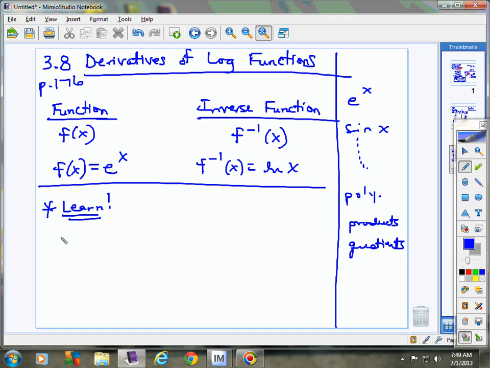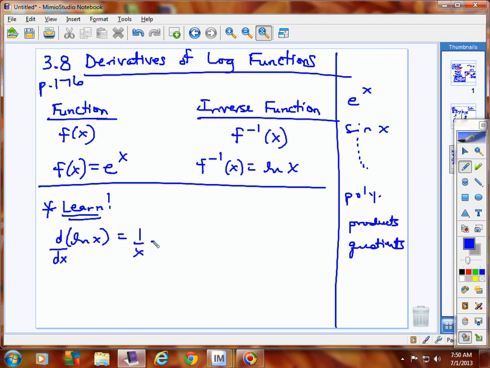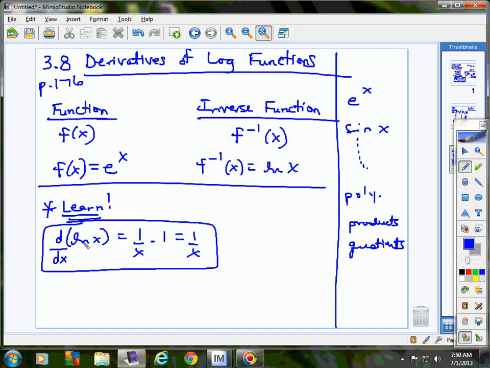Very important. The derivative of ln of x. The derivative of ln of x is 1 over x times the derivative of the inside. What's the derivative of just plain old x with respect to x? It's just a 1, isn't it? So the derivative of ln of x with respect to x is 1 over x. So the derivative of ln of something is 1 over that stuff, 1 over whatever it is unchanged, times the derivative of the stuff.